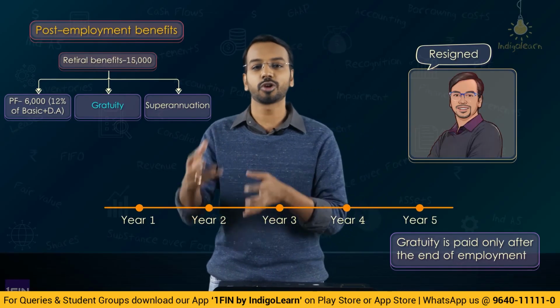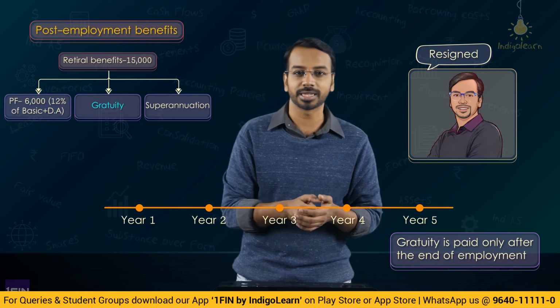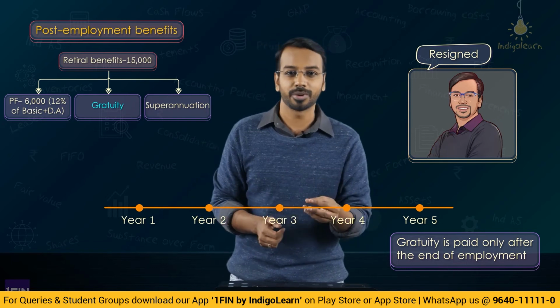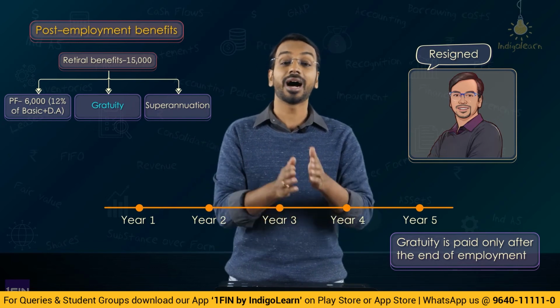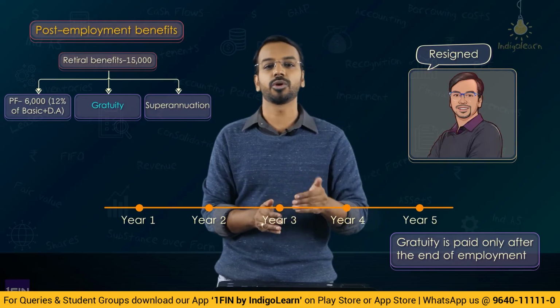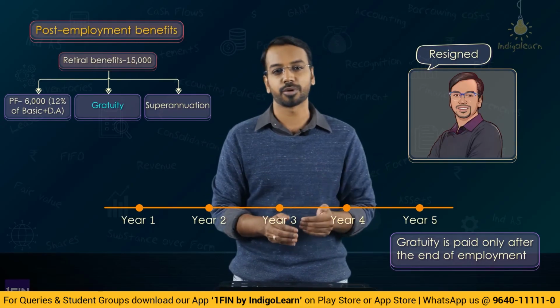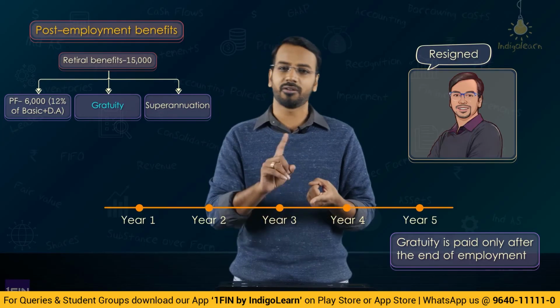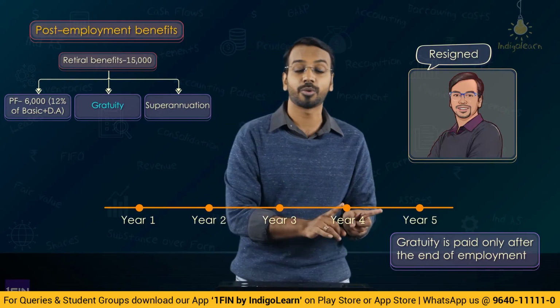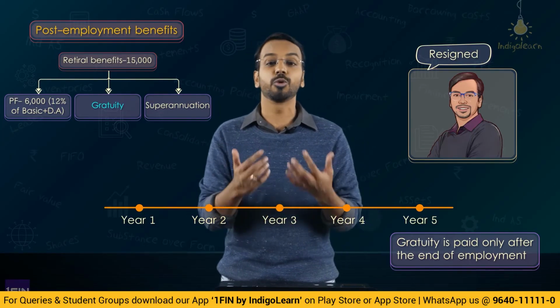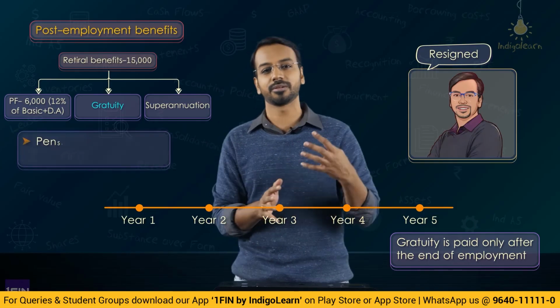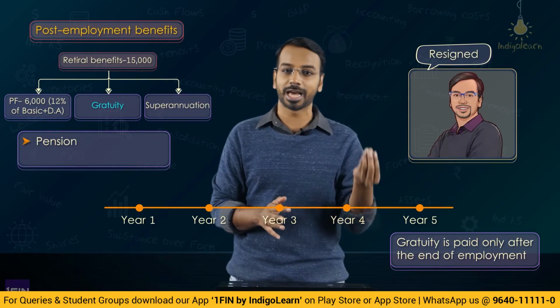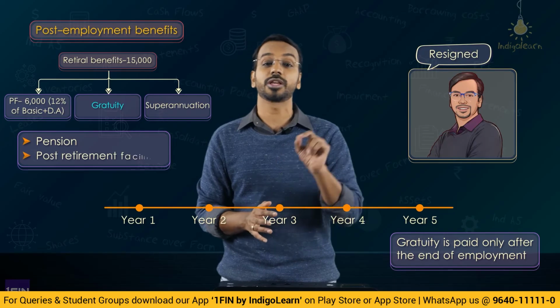Whereas, if you look at the short term benefits, they are paid during the employment as well, right? But post employment benefits are paid only after the termination of employment or only after the completion of employment. Either you resign or retire, you are fired, whatever it is, only after that point you will be made those payments. Those are called post-employment benefits. Something like pension, paid post-retirement, right? That is also a post-employment benefit.